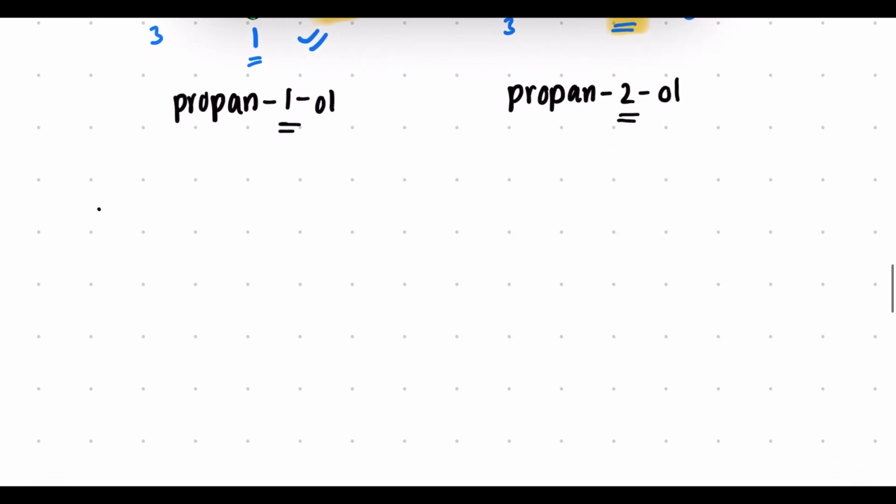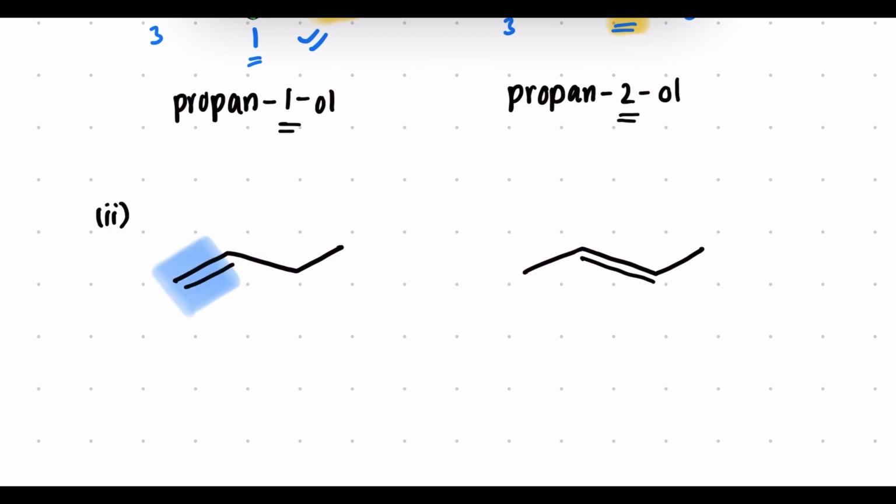So now let's go to another example, which would be this and this. Now these two, just by looking at them, you know that the parent chains are not changing, and they're both 4-membered carbon chains. And you also can identify that the double bond is present in different positions in the compound.